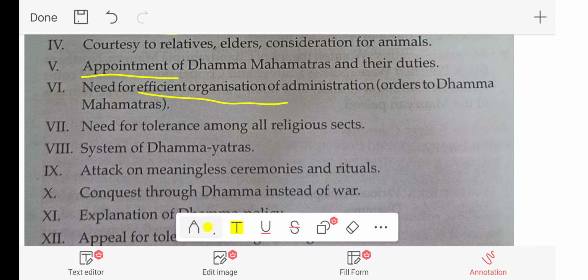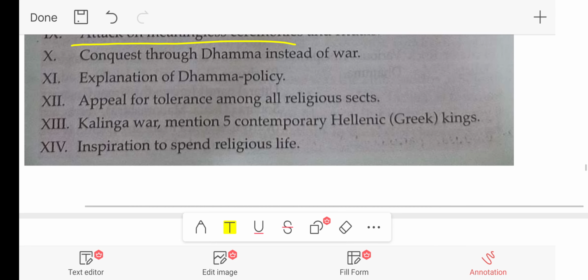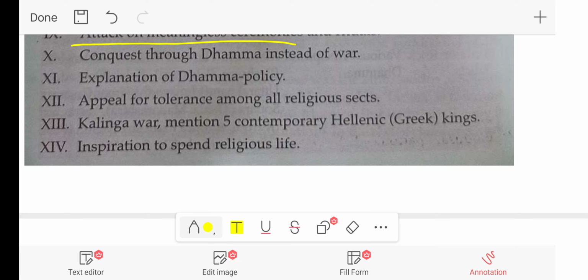Seventh, need for toleration among all religious sects. Eighth, system of Dhamma Yatras. Ninth, attack on meaningless ceremonies and rituals. 10th, conquest through Dhamma instead of war. 11th, explanation of Dhamma policy. 12th, appeal for tolerance among all religious sects. 13th, Kalinga War mentioned 5 contemporary Hellenic, that is Greek kings.